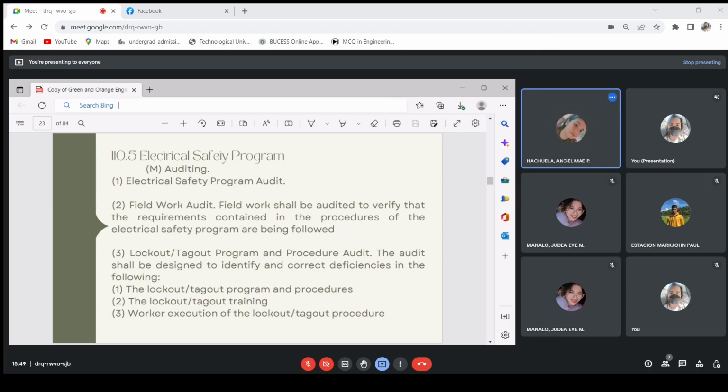So, number 1 is the lockout tagout program and procedure. Number 2, lockout tagout training. Number 3 is worker execution of the lockout tagout procedure.